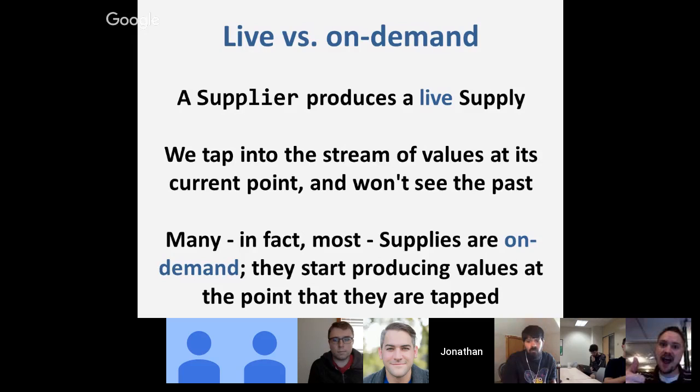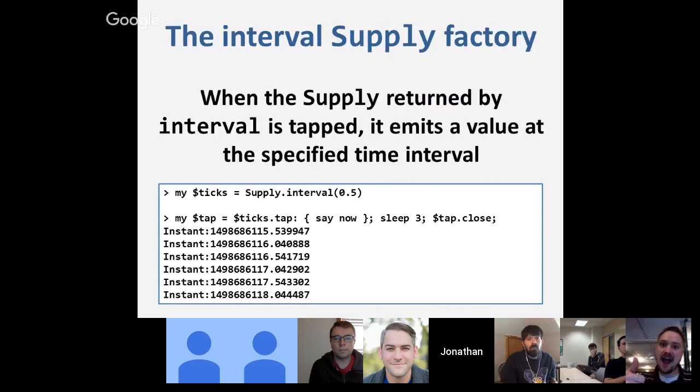Other supplies are on demand. And the analogy with, say, television, watching it live, or say Netflix, like a movie on demand, is very deliberate. That's exactly what we were thinking of when we gave it these names. And an on-demand supply is something that starts producing values when you tap it. And these show up in various places. So here, if I make an interval supply and I tap it, it's only when I tap that supply that it sets up a timer that fires every half second.